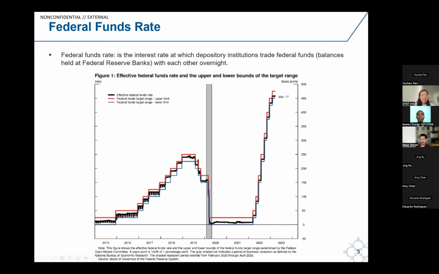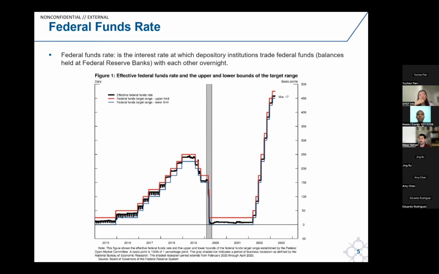So let's talk about the federal funds rate. The federal funds rate is the interest rate at which depository institutions trade federal funds, which are balances held at the Federal Reserve Bank, with each other overnight. In simpler terms, if we have two banks, Bank A has excess cash, which is often referred to as its liquidity, and Bank B needs to quickly raise liquidity, and that could be for a number of reasons like overnight deposits, payroll, etc.